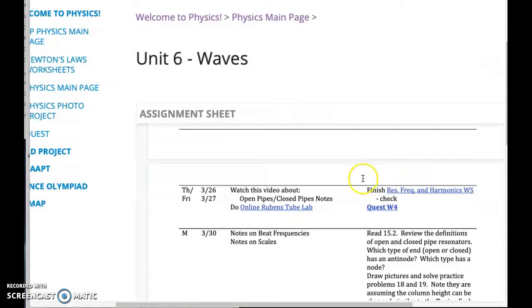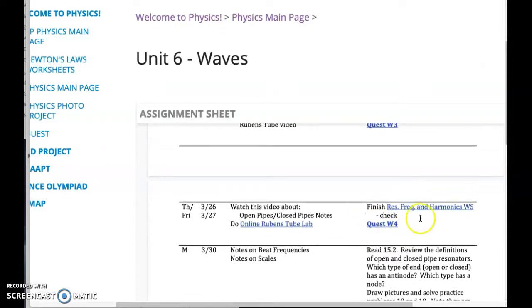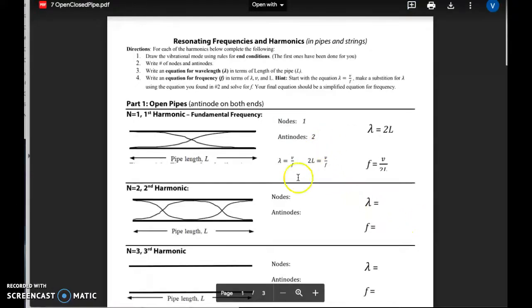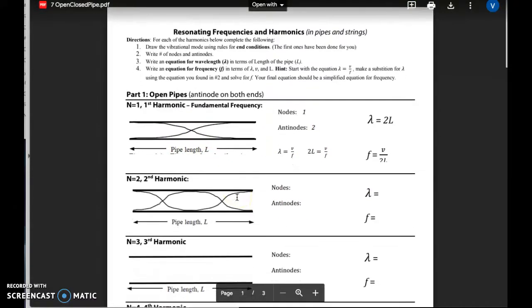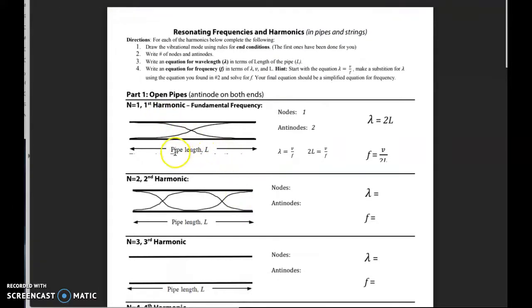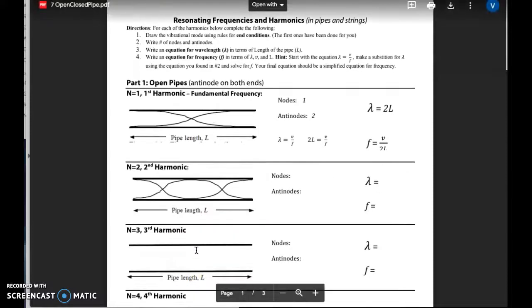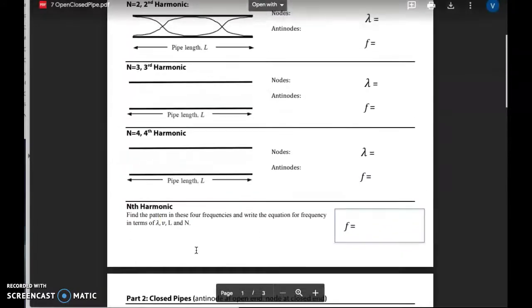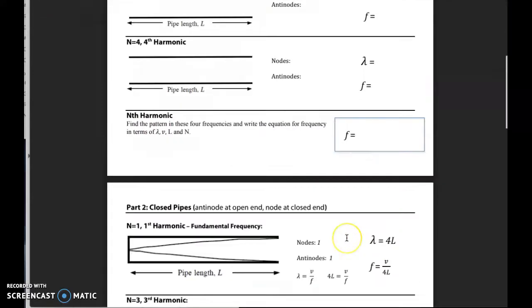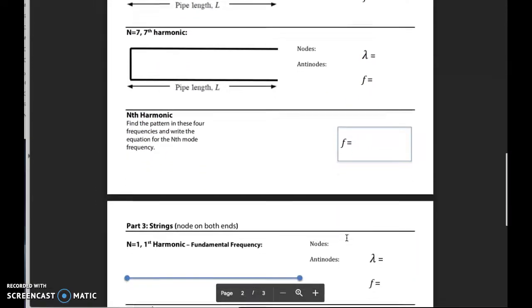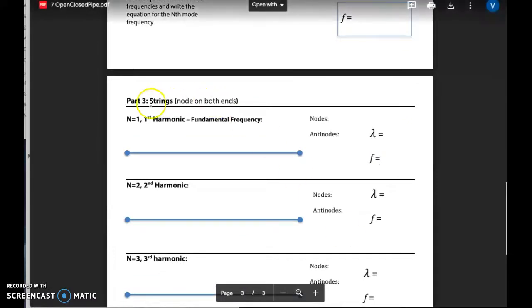Okay, so now I want you to go to the assignment sheet for this class and click on this resonating frequencies and harmonics worksheet, and see if you can solve this with variables. So it's just like the example I just did with numbers, but I want you to do it with variables. Using the variable pipe length is L, find the first harmonic, second harmonic, third harmonic for the open pipe. Do it for the closed pipe, and I want you to find a pattern for the nth harmonic.